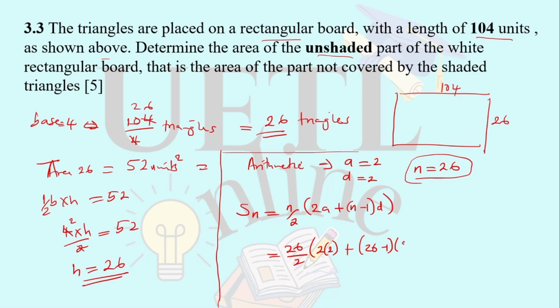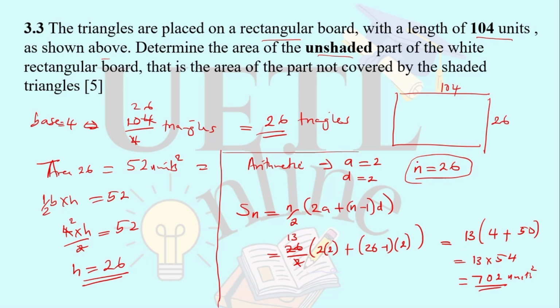If we work this out, 26 over 2 is 13. Then here we're going to get 4, and here we're going to get 50. So this means we have 13 multiplied by 4 plus 50, which is 13 multiplied by 54. If you multiply these two, our answer is 702 units squared. This is the area of all these triangles.